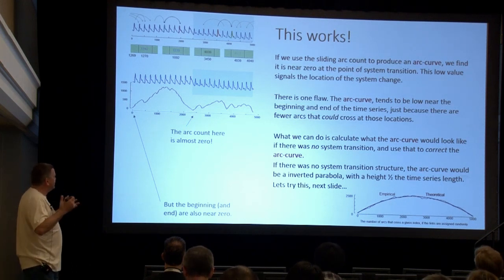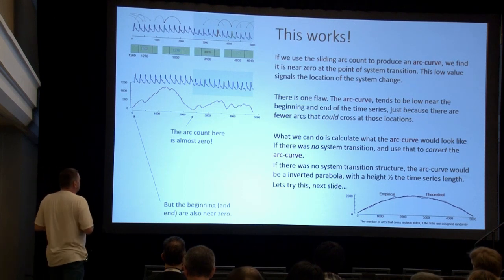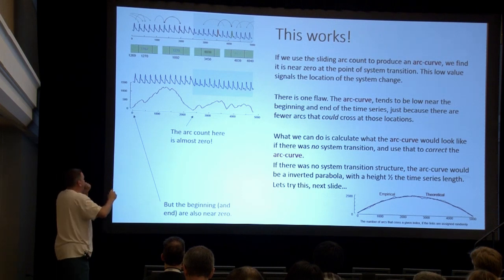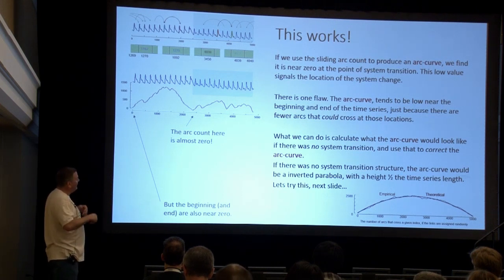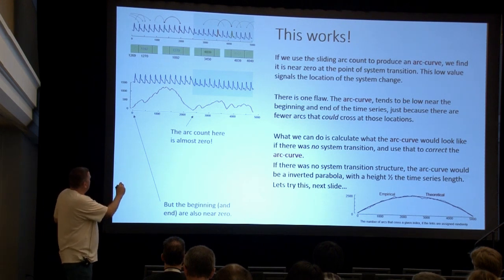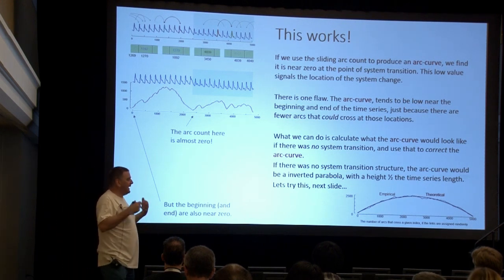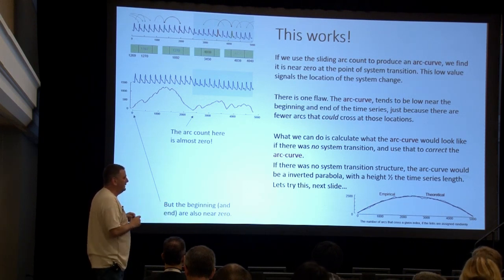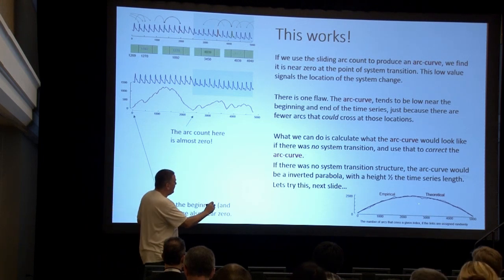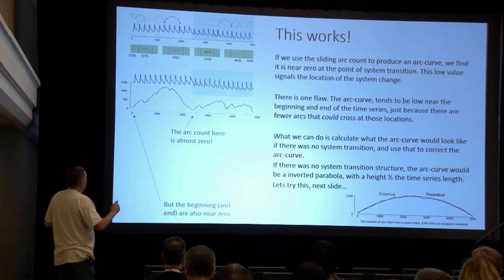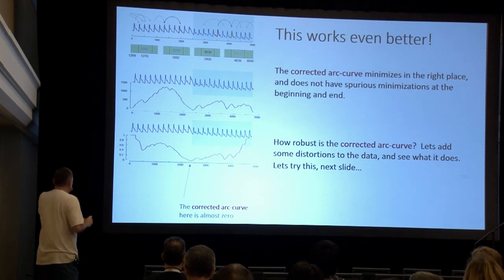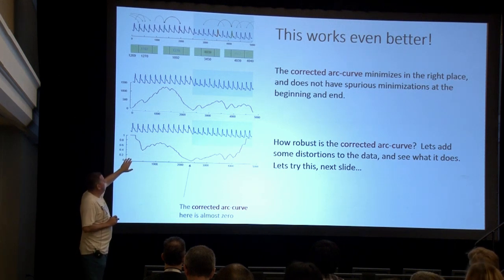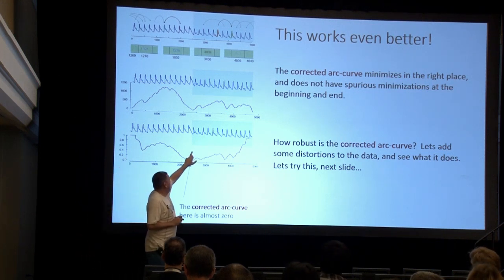OK, a few minor tweaks here. Obviously, the number of arrows crossing over my head at the very beginning and the very end is zero or low, so I should compensate for that. I did it quite easily. The number of arrows crossing over my head, if there is no structure, is this shape here. It's a parabola with its height half the width. So this is my null case. I can subtract this from this to correct it and get this. And this is even better. Now I have no end effect problems, and I have the minimization in the right location.